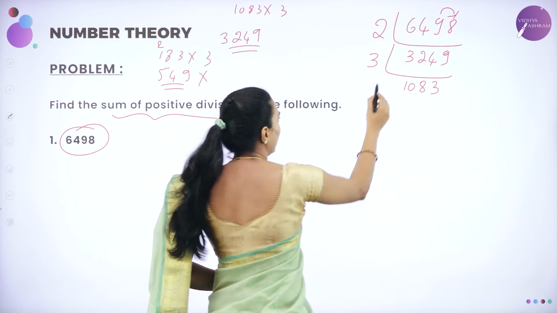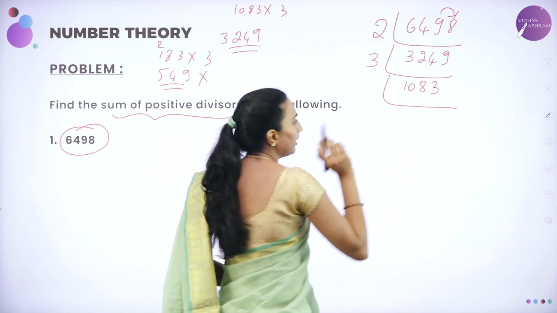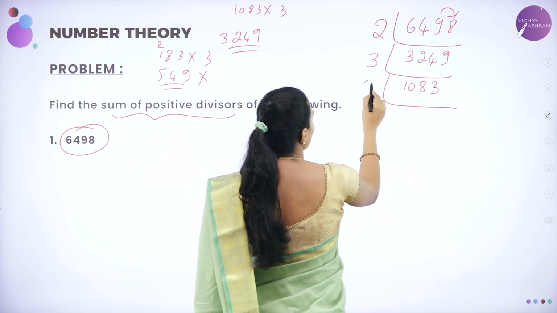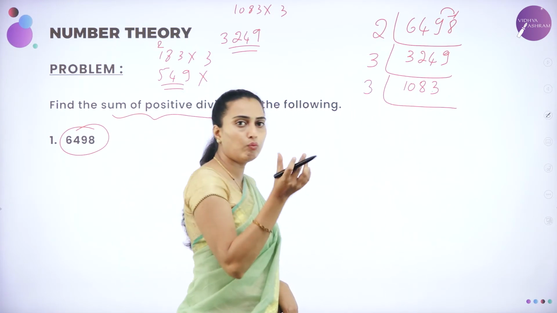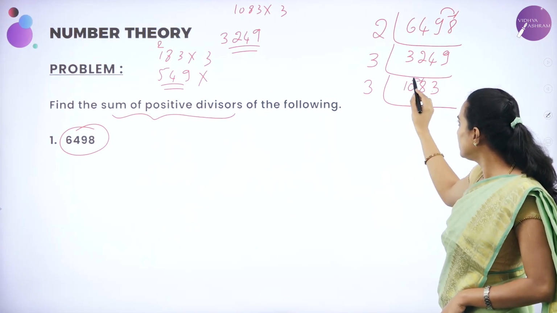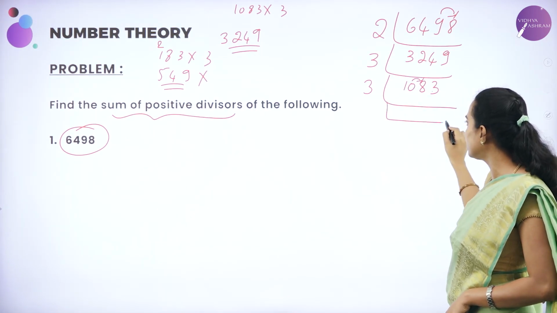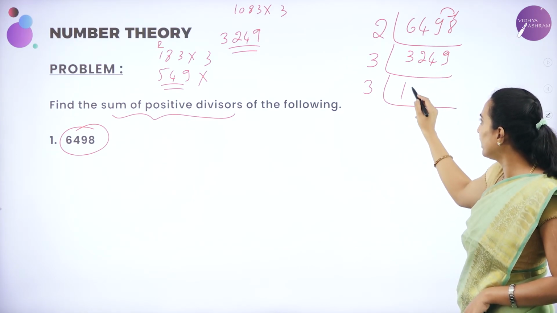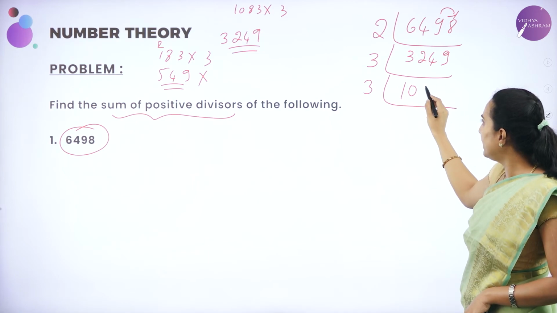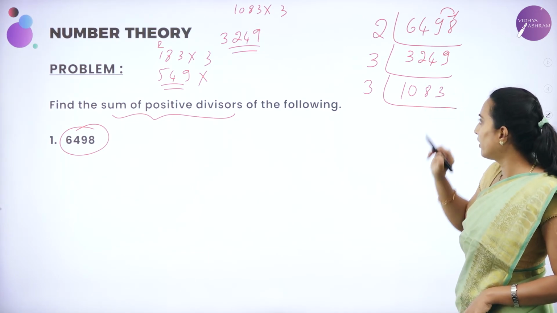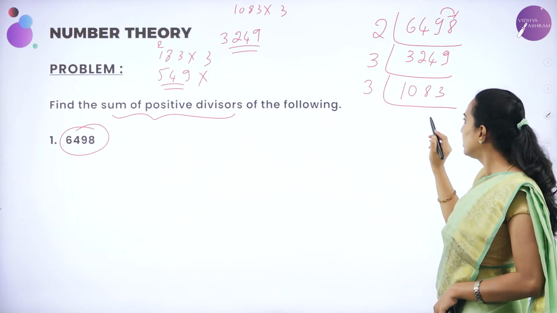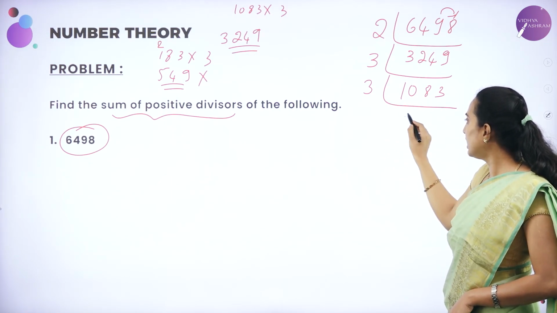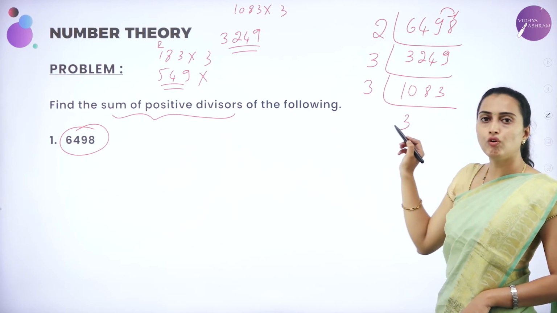Got it? So again, 3 is an odd number, so it can be divisible by 3 again. So I can have it as 1. Now 1083, see dear, carry over you are going to take as 3. Because it is an odd number, 3 1s are 3, again 0, 3 8s are, again 3 3s are, right? So again it is divisible by 3, so 3 3s are 9, 3 4s are, what is that?